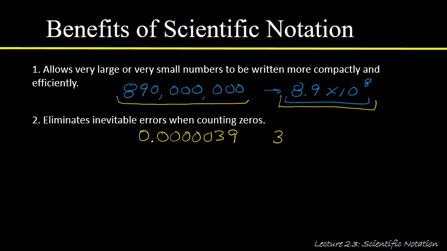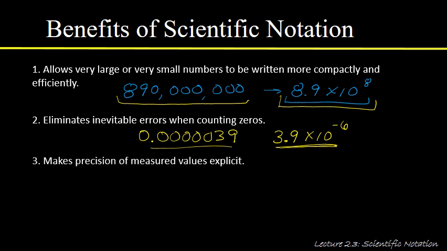Whereas if you just write this number as 3.9 times 10 to the minus 6, then you don't have to do any counting. This is a lot more clear than this is over here, and you don't have to worry about zero counting.